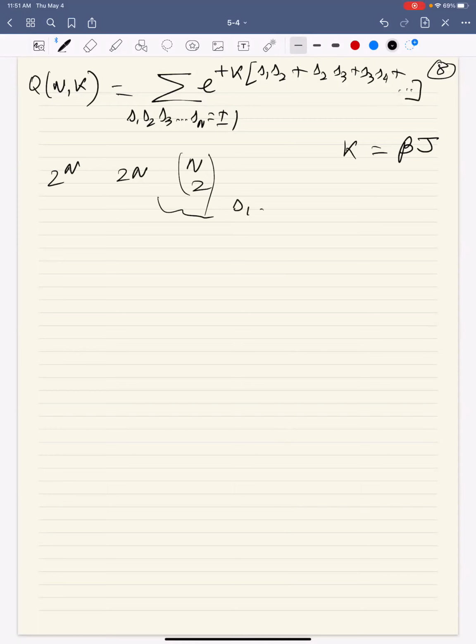So if we had 3 spins, S1, S2, S3, and everything can take plus or minus 1 value. Let's try to write it down. Can you tell me what values I should have? Let's try writing it down explicitly. 1, 1, 1, then 1, 1, minus 1, then 1, minus 1, 1, 1, minus 1, minus 1, then minus 1, 1, 1, minus 1, 1, minus 1, then minus 1, minus 1, 1, minus 1, minus 1, minus 1.